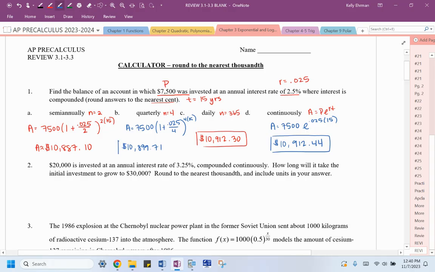For the next problem, it says, now we have $20,000, there's P, invested at an annual interest rate of 3.25, so 0.0325, compounded continuously, PERT. How long will it take the initial investment to grow to $30,000? We're going to round to the nearest thousandth because how long is talking about how many years. Include units in your answer.